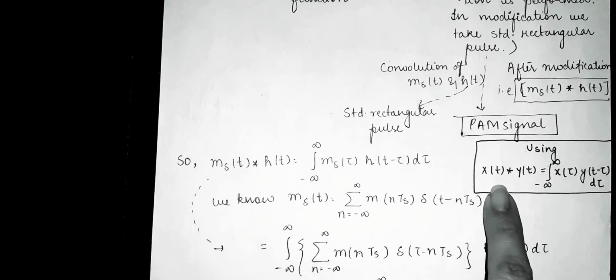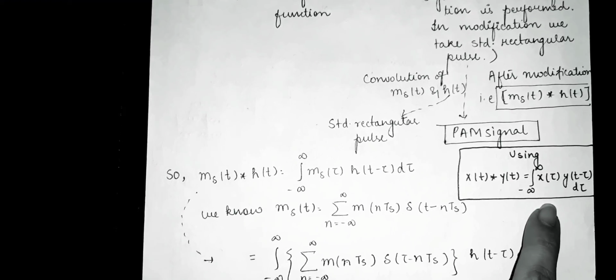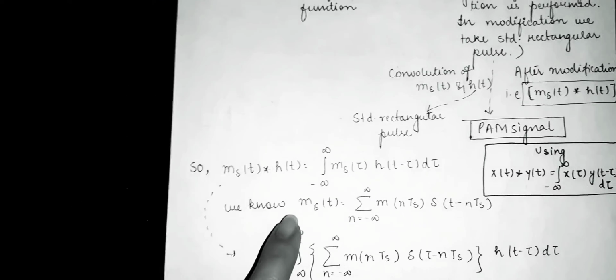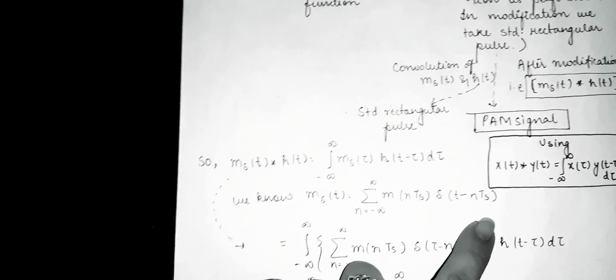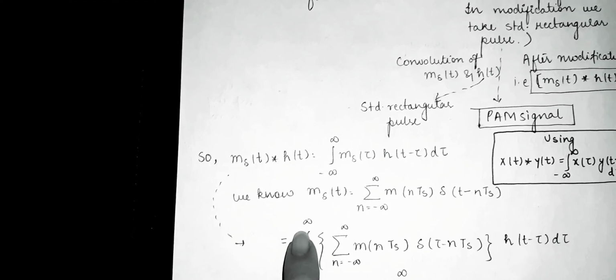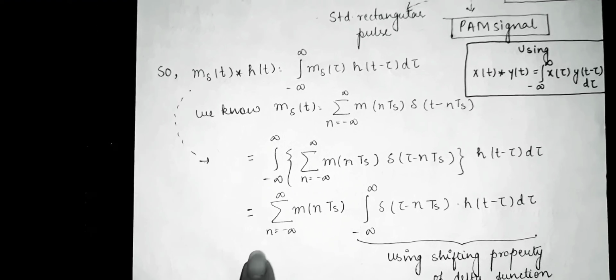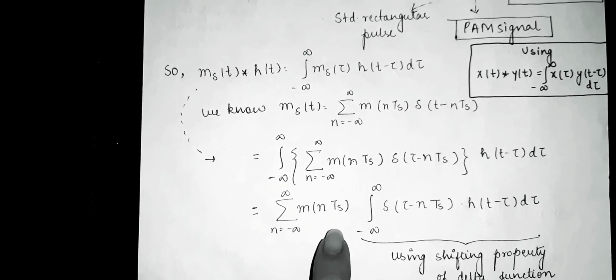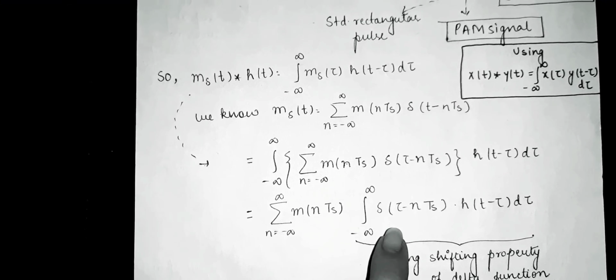Using the property x(t) convolved with y(t) is equal to the integral from minus infinity to infinity of x(tau) y(t - tau) d tau. Now we know that m_delta(t) = summation n equals minus infinity to infinity m(nTs) into delta(t - nTs). So in place of m_delta(t), we can put this. It will be equal to the integral from minus infinity to infinity of summation n equals minus infinity to infinity m(nTs) delta(tau - nTs) h(t - tau) d tau. Now taking the constant m(nTs) outside, we get summation n equals minus infinity to infinity m(nTs) times the integral from minus infinity to infinity of delta(tau - nTs) h(t - tau) d tau.